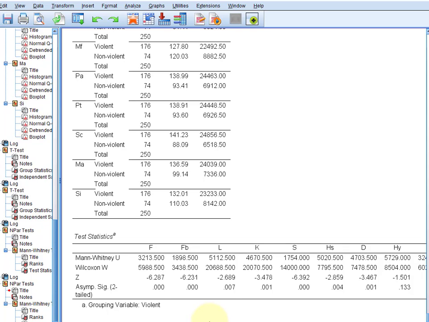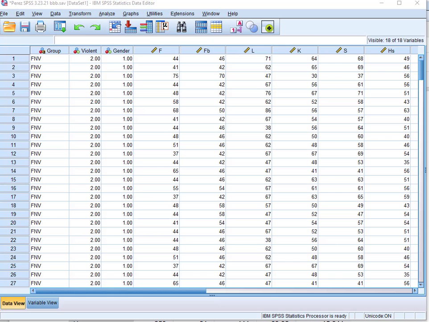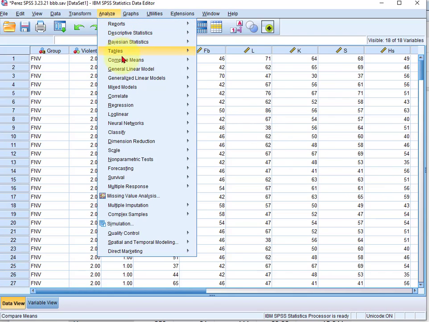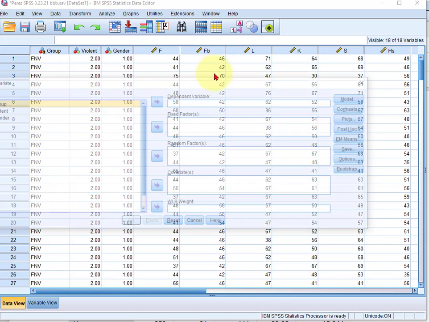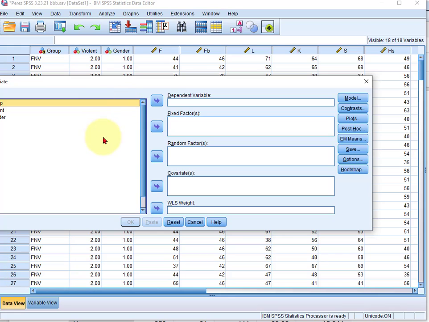So now, real quick, we're going to do what we call a 2x2 ANOVA to see if there's any interaction between gender and whether they were violent or not. Okay, give me a second to get preset up for that. All right, factorial ANOVA, here we go. We're going to go to analyze, general linear model, univariate. That means one DV at a time. Oh, and we can only do them one at a time. Oh, my goodness gracious.